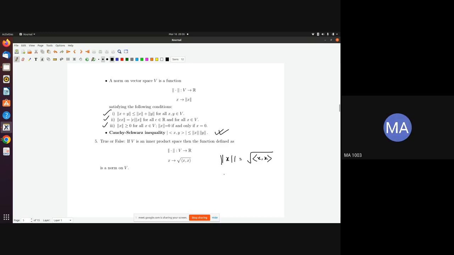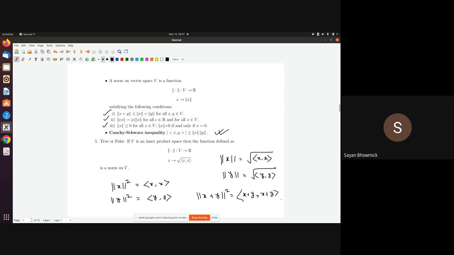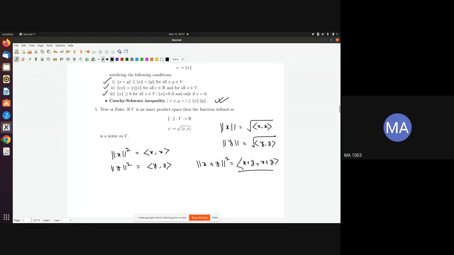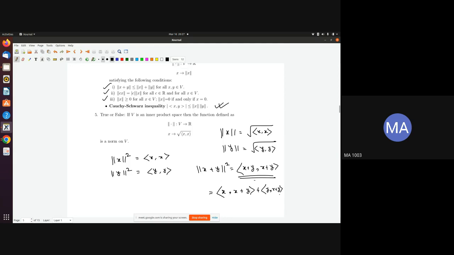So basically take two vectors, x and y. And as it is a square root, let's remove the square root. So I will take the square of that. This is <x, x>, this is <y, y>. And what about norm of x plus y squared? Inner product of x plus y, comma, x plus y. Now, using the properties of inner product, can we break it down? So <x plus y, x> plus <x plus y, y>. Basically, the first property lets me break it down like this.